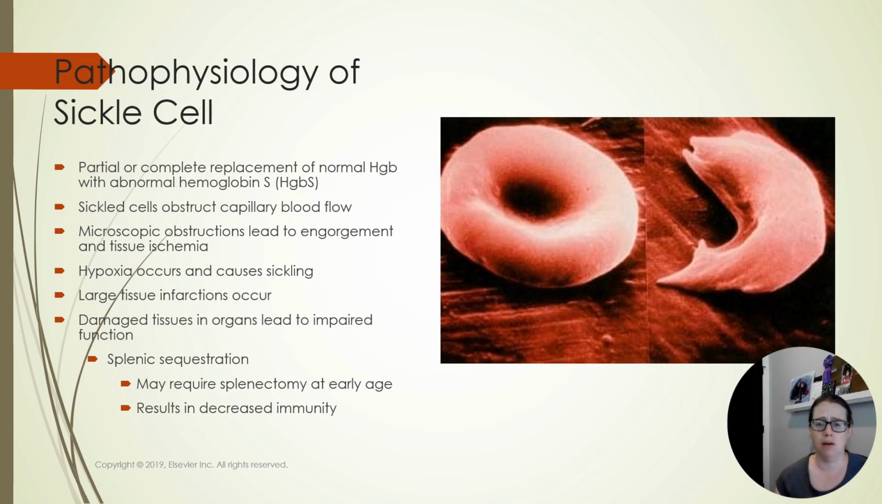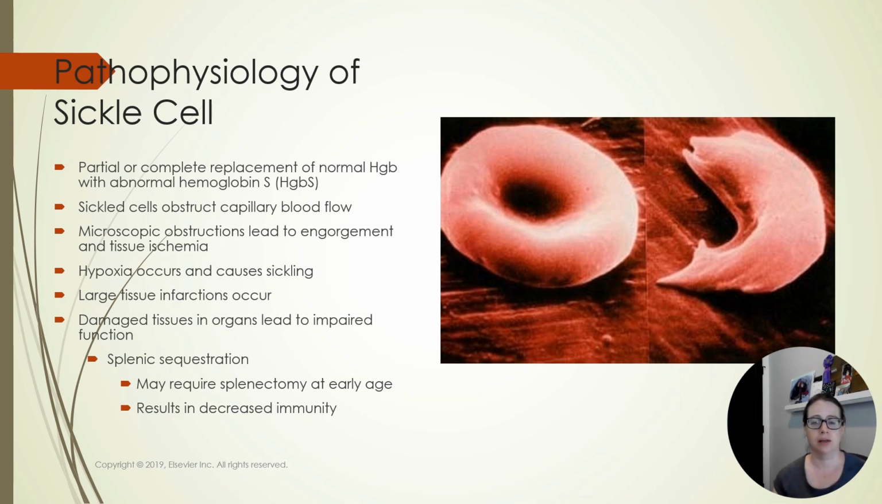And so why does this cause a problem? These sickled cells actually obstruct capillary blood flow, and that's really what leads to all of the clinical manifestations and sequelae of sickle cell. These microscopic obstructions will lead to engorgement and tissue ischemia and hypoxia, and the two biggest triggers for this vaso-occlusion include hypoxia and dehydration.